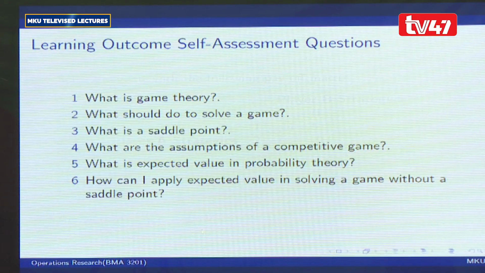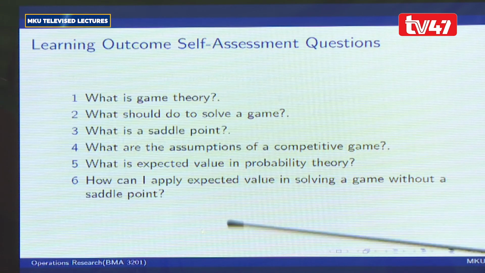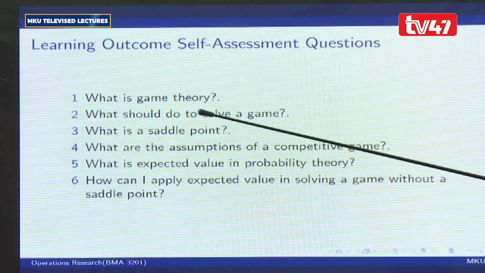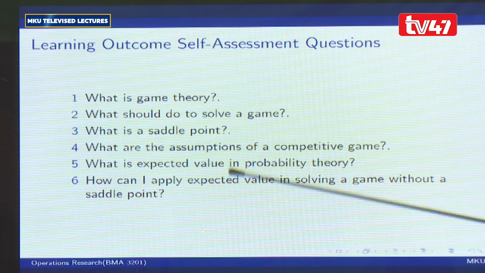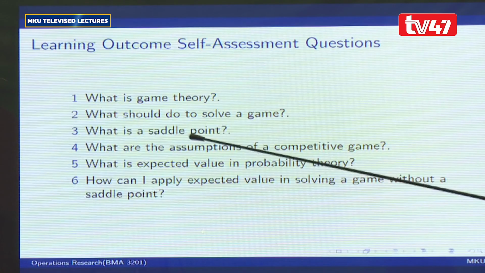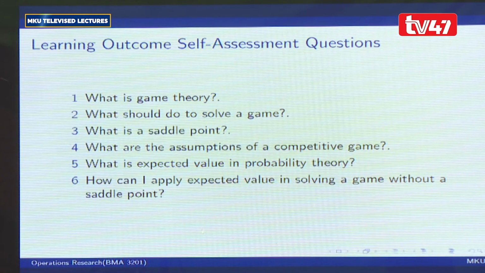Lastly, we can do a learning outcome self-assessment. One, can you tell what game theory is? Can you define game theory? Can you be able to solve a game? What will you be expected to do for you to be said to have solved a game? Number one, get the saddle point using the minimax max-min principle. Number two, find the optimal strategies for each player, then determine who is being favored by the game. Those 4 points are important.